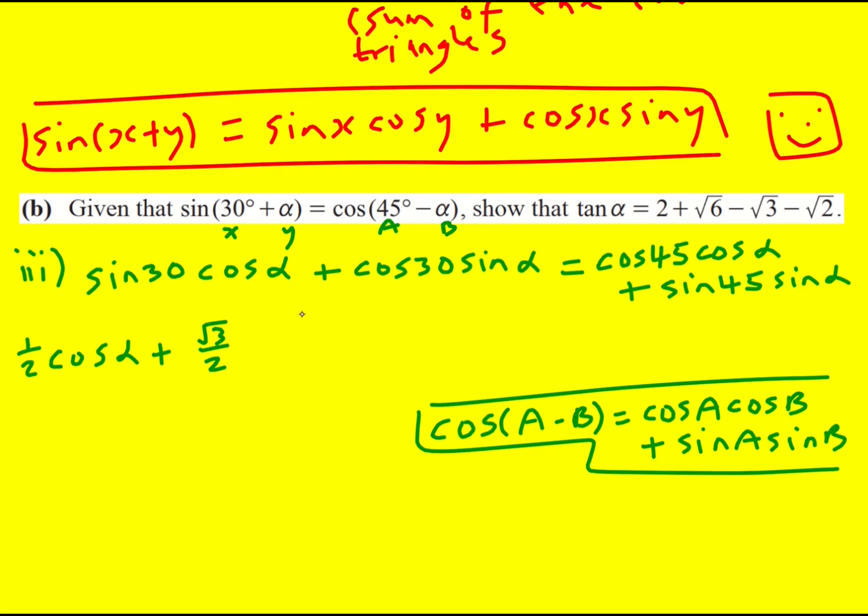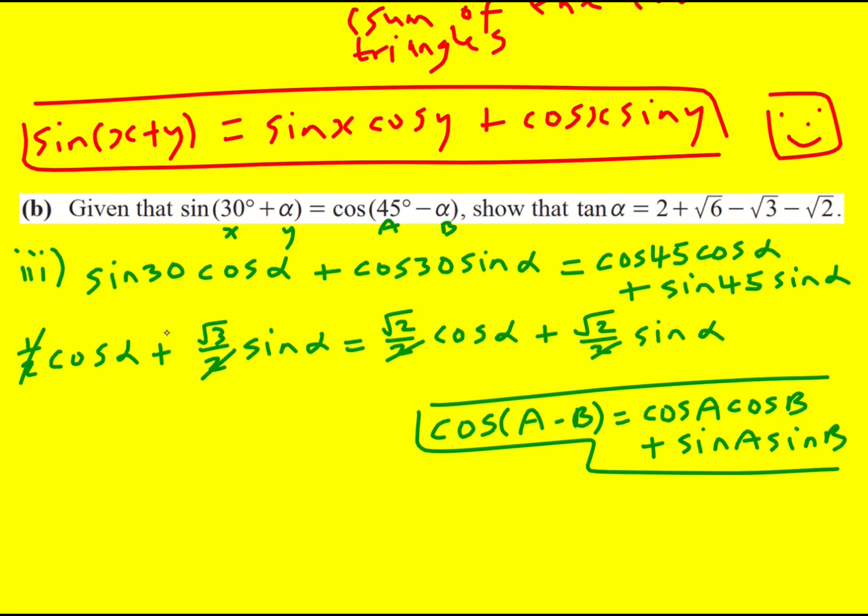There's lots of different ways to memorize these, by the way. And then cos 45 is 1 over root 2, or I'm just going to straight away write it as root 2 over 2. And the same for sine 45. Okay, I'm going to multiply through by 2 to get rid of all of these divided by 2s.